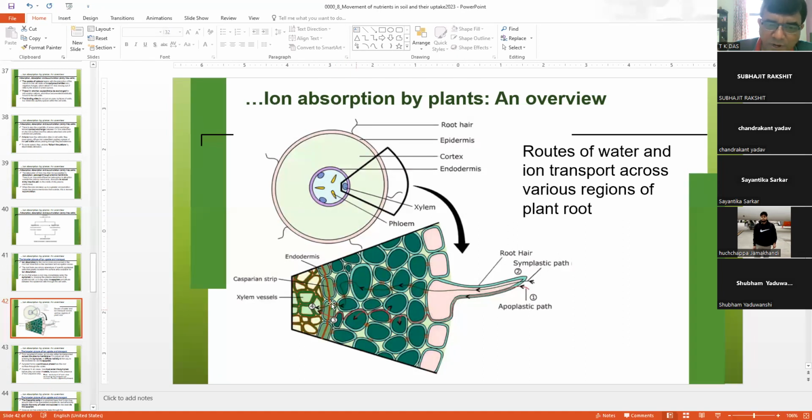endodermis. Here, from cortex cells, it will go to the endodermis and it will pass again with the help of this Casparian strip. It can pass this endodermis and it will reach the xylem. And in xylem, it is physical upward movement, and it can be distributed to the plant parts or shoot parts, leaves, branches, stem, etc.